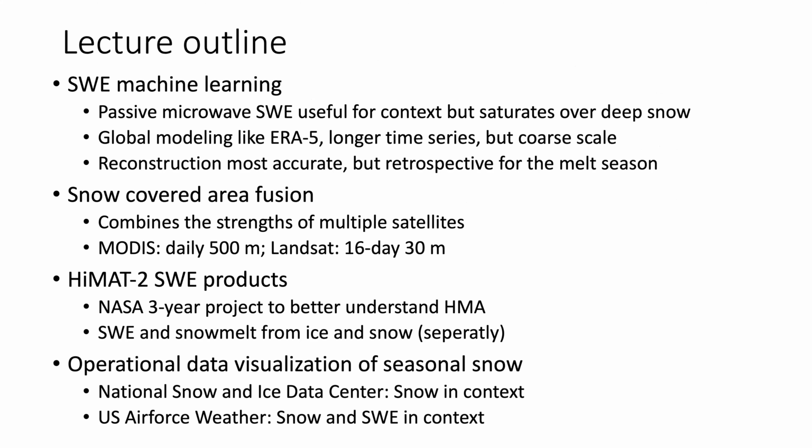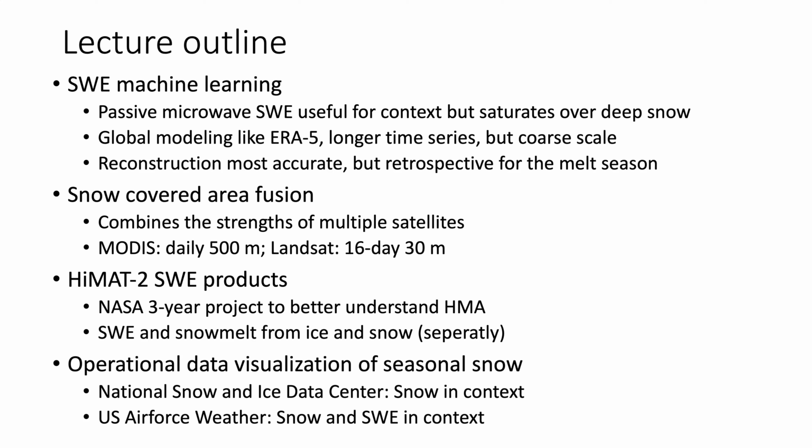Here's a bit more detail on the topics covered today. We use machine learning because of issues with other data. For example, passive microwave SWE begins to saturate at 150 millimeters. It's useful for context when we compare to previous years, but the total volumes are much less than the actual amount of snow. Modeling at the global scale, like ERA 5, which you worked with in the first lab, has a longer time series and no saturation issue, but is a coarse resolution as well. Reconstruction is the most accurate, but is only retrospective. We'll discuss machine learning over Afghanistan that builds on the reconstruction.